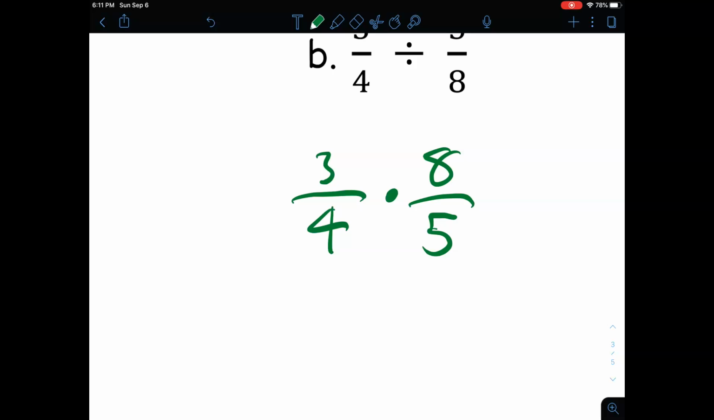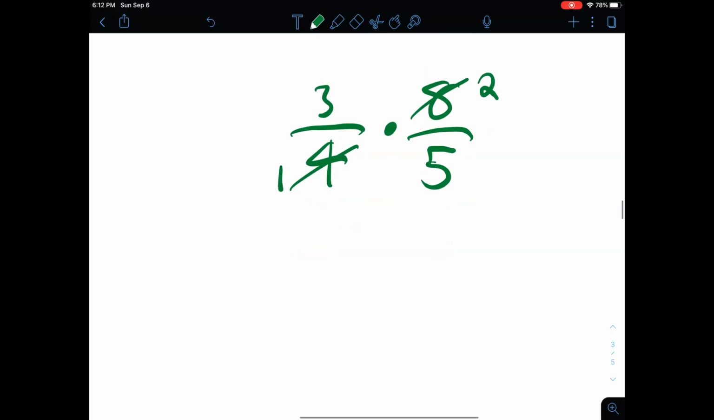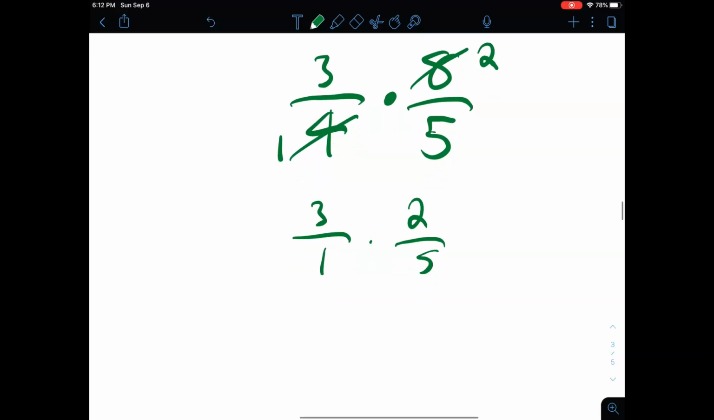3 and 5 don't reduce. 3 and 4 don't reduce. 8 and 5 don't reduce. What about 4 and 8? Yeah, the biggest number that goes into 4 and 8 is 4. 4 goes into 4 how many times? Once. 4 goes into 8 how many times? Twice. Then we have 3 over 1 times 2 over 5.